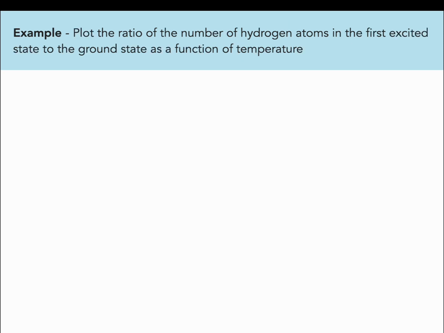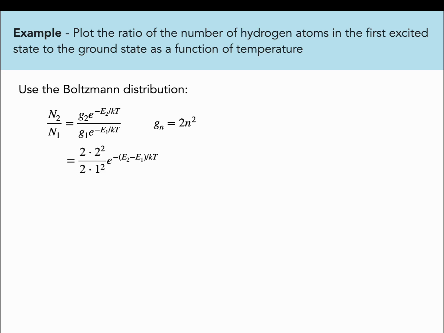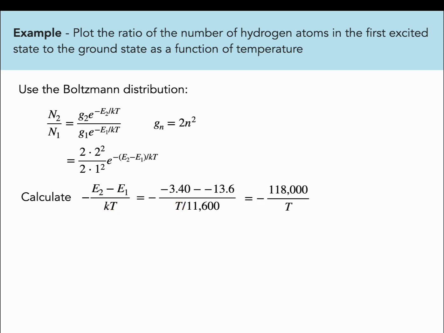So let's plot the ratio of the number of hydrogen atoms in the first excited state to the ground state as a function of temperature. Again, we can use the Boltzmann distribution. You get that expression, but now we're going to leave T as just a variable. So you get minus 118,000 over the temperature in Kelvin. So the ratio of the number in the first excited state to the ground state is 4 times e to the negative 118,000 over the temperature in Kelvin.